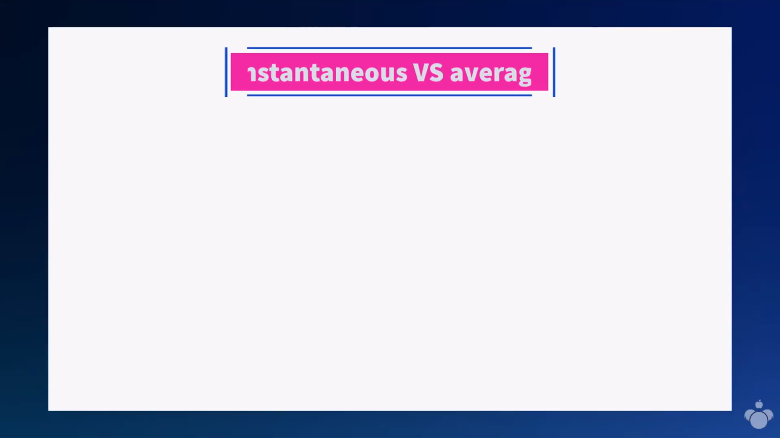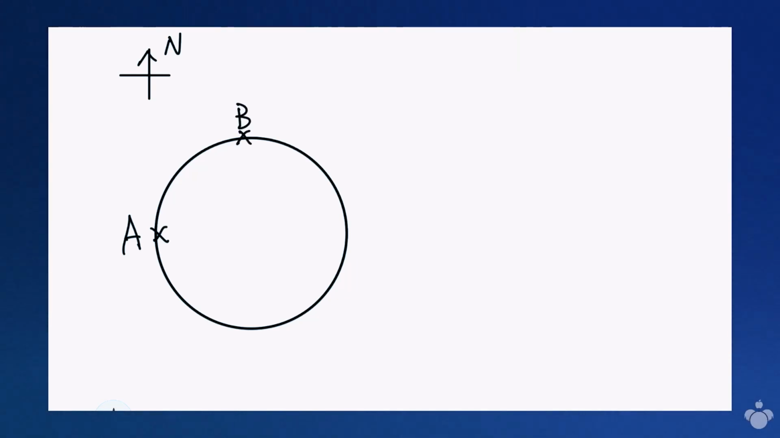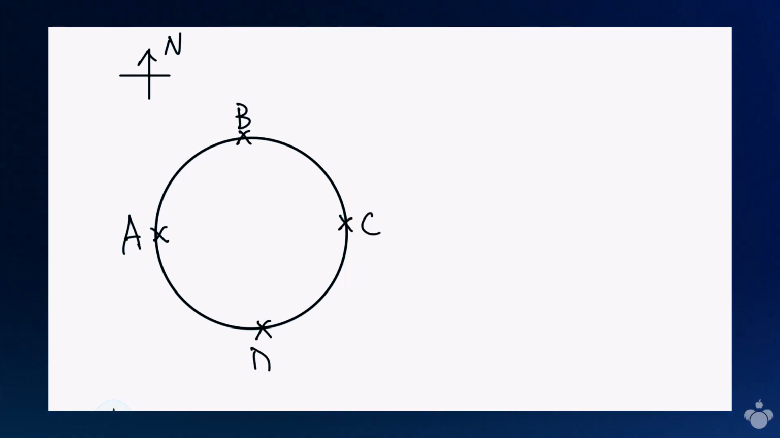Now, let's take a closer look at the difference between instantaneous and average quantities, using the example of circular motion. First, let's redraw the diagram of the circular motion. We'll first label the directions, upward being north. Imagine a car traveling in a circular path, starting at point A and returning to point A after completing the loop. Let's also label the quarterway points along the journey as B, C, and D.